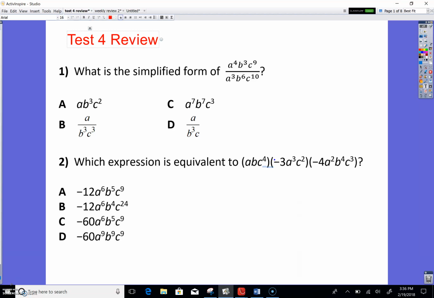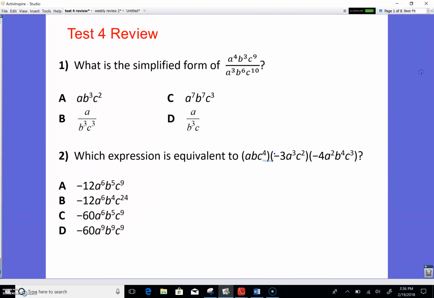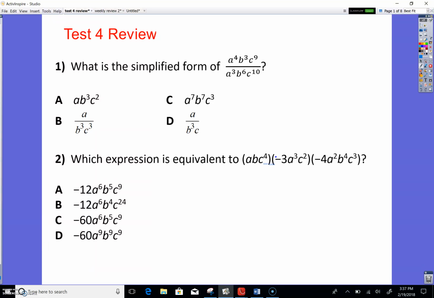Okay, test for review. Alright, problem number 1, what is a simplified form of? You notice we have no parentheses, no multiplications, we just have to do the product rule. So we have a, 4 minus 3. 4 minus 3 is 1, so we have a to the 1 first power.